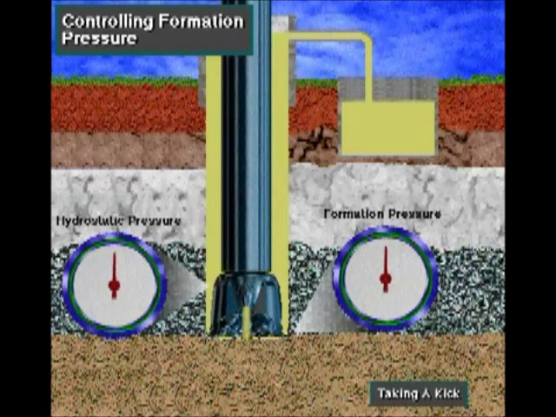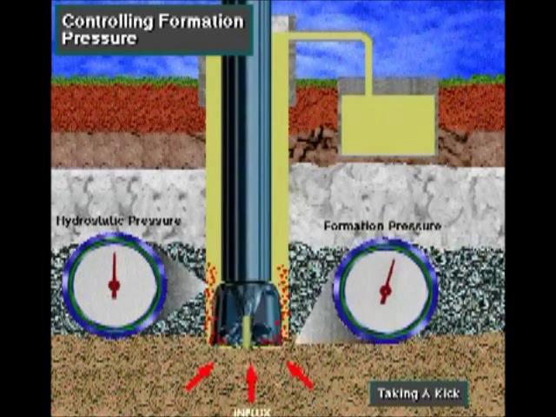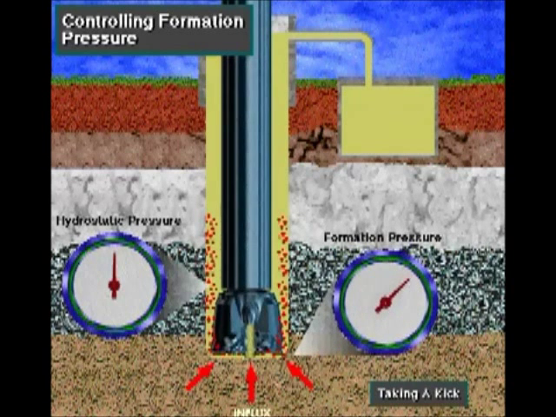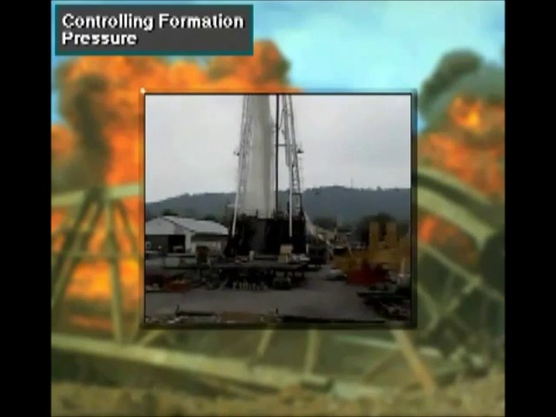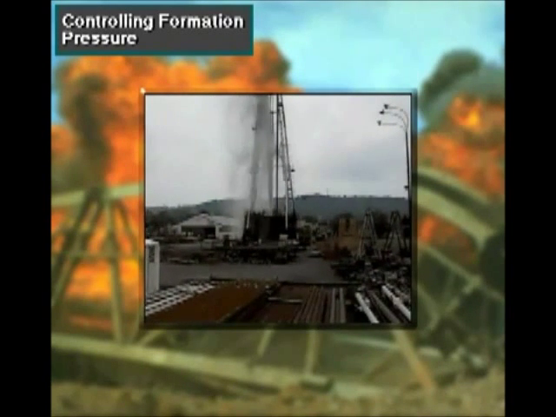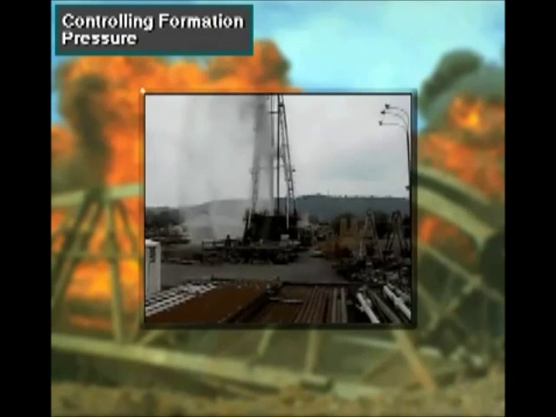A kick is the entry of formation fluids into the wellbore. The kick forces drilling mud out of the hole. If crew members fail to control a kick, a blowout can occur. A blowout is the uncontrolled flow of drilling mud and formation fluids out of the hole.